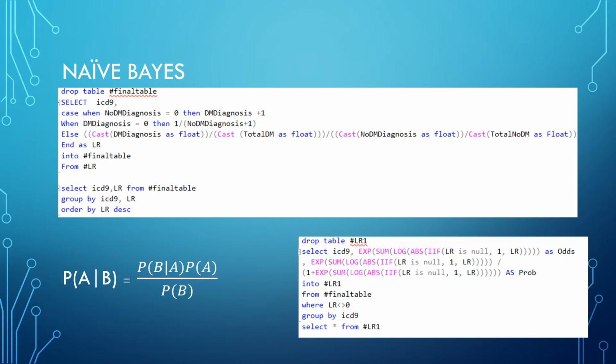To aggregate the data to overall risk of diabetes, naive Bayes was used. The given formula shows the probability of A occurring given that B has occurred, which is calculated as multiplying the probability of B occurring given A has occurred with the probability of A, and then this is all divided by the probability of B. In the code, the likelihood ratios are calculated, which are then used to calculate the odds and probabilities.